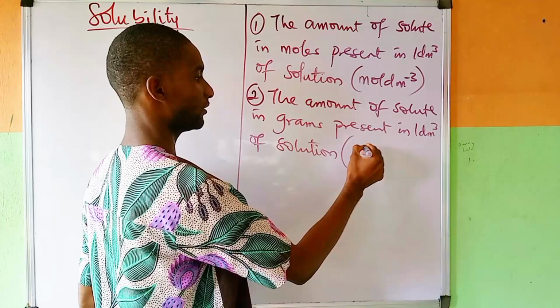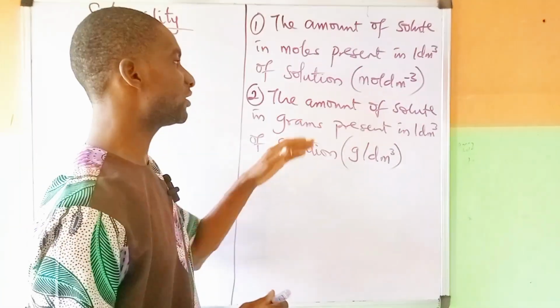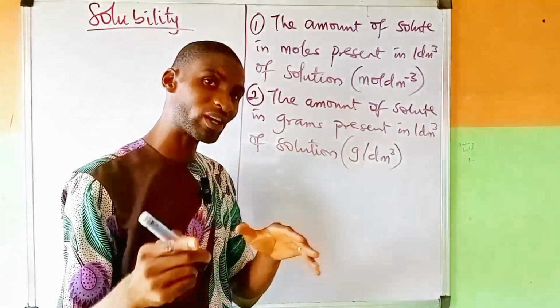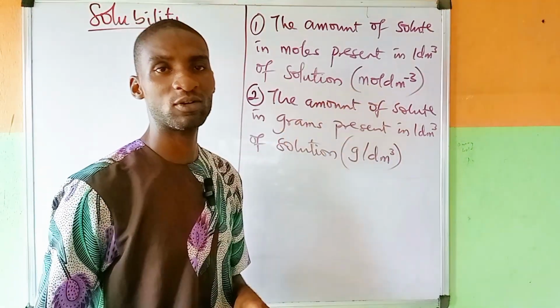The unit is grams per dm cube. So this is the solubility of a substance in gram per dm cube. The question can ask you to calculate in grams per dm cube. The question can ask you to calculate in mole per dm cube.